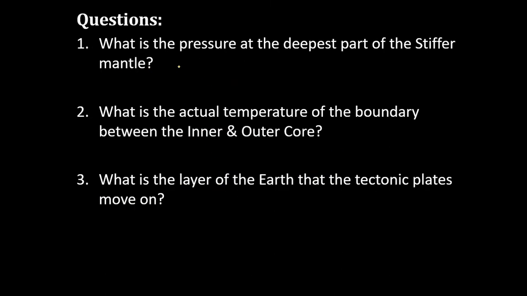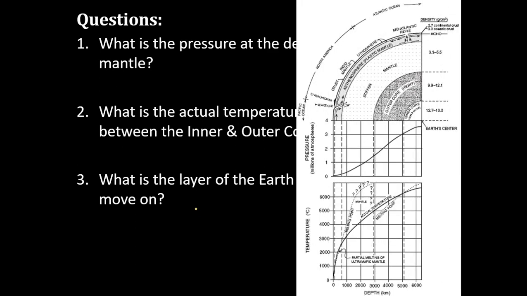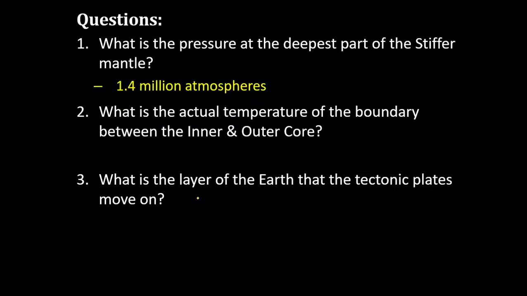All right, so what is the pressure at the deepest part of the stiffer mantle? Okay, so here's the deepest part right here, right? And the pressure, we answered that a moment ago. We go to this point, and now we're going to hang a left, right about there in the middle. So the pressure is going to be about 1.4, 1.5 million atmospheres.